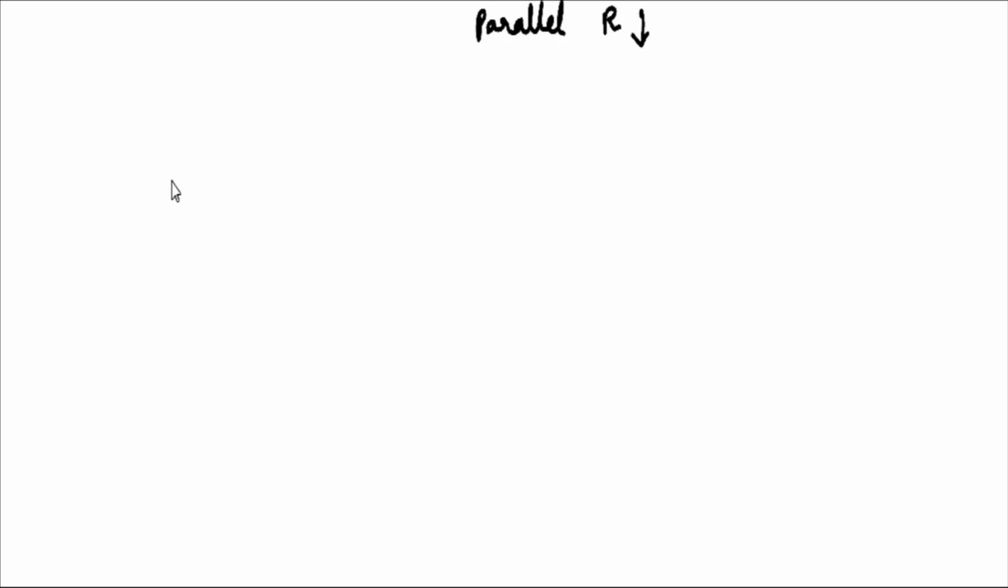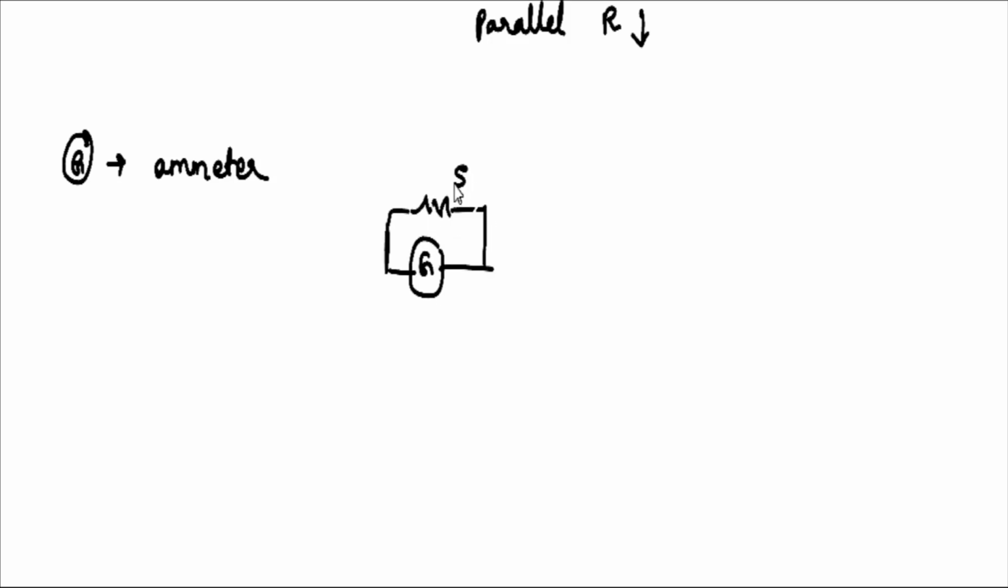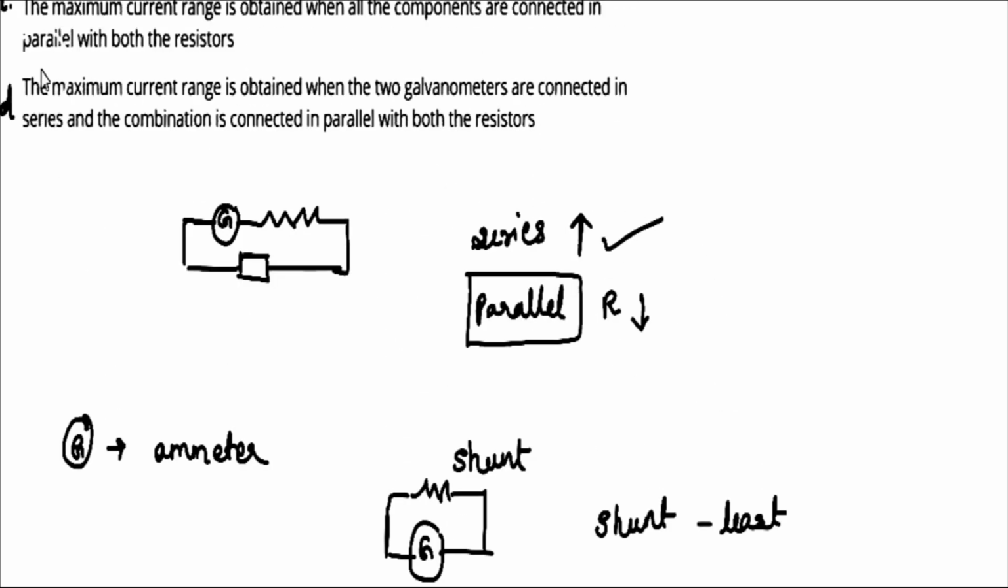So here also, on the conversion of a galvanometer into an ammeter, the galvanometer is connected in parallel with a resistance called a shunt resistance. This is a shunt resistance connected in parallel for the conversion to an ammeter. And this value of the shunt resistance should be the least value. So to get the least value, the resistors should be connected in a parallel manner. So out of C and D, the maximum current range is obtained when the resistors are connected in parallel. So option C is true and option A is true.